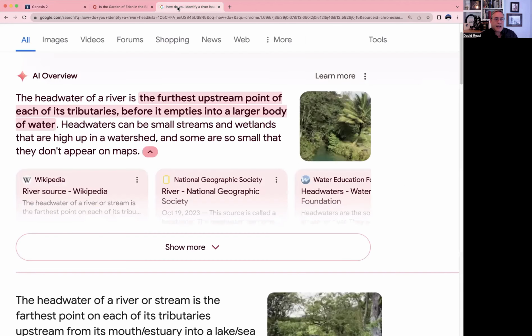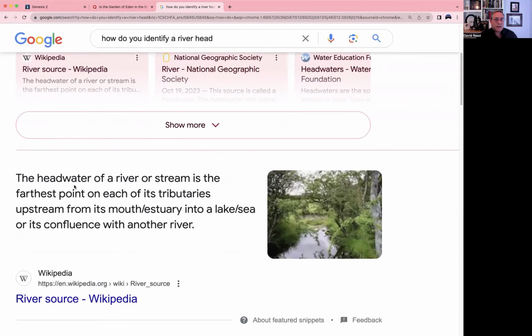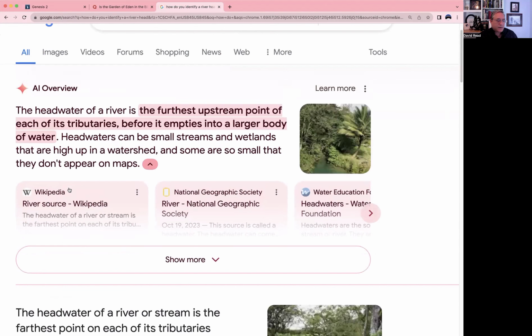Now, one last thing I had here is I asked Google, how do you identify the head of a river? And traditionally, the way you identify the head of a river or the headwaters of a river is it would be the furthest upstream point before it gets into a larger body of water. Or here it says, the headwater is the furthest point on each of its tributaries upstream. So if you're looking towards the head of a river, traditionally, the idea is you'd be looking upstream towards one of these smaller tributaries, the smaller streams or rivers, as the source of the larger river you're looking at.